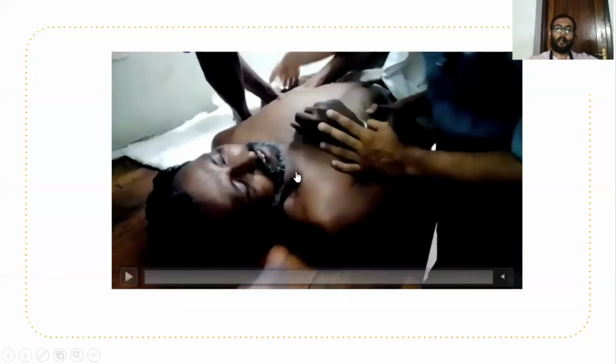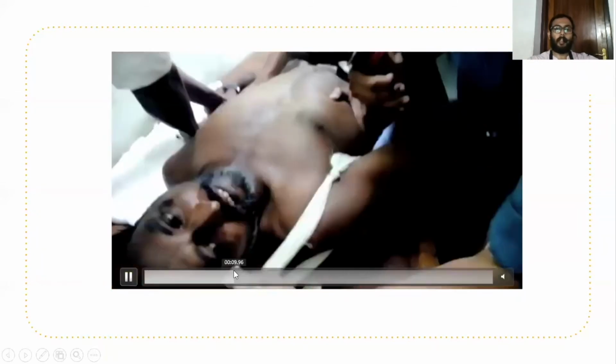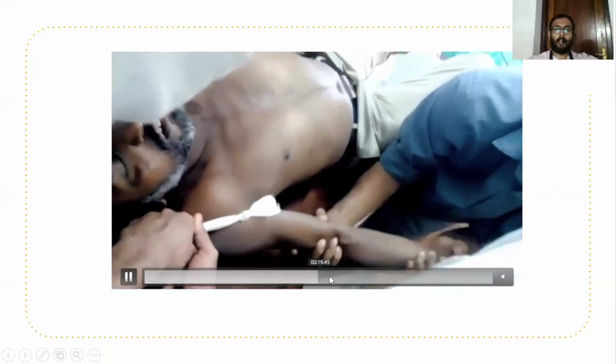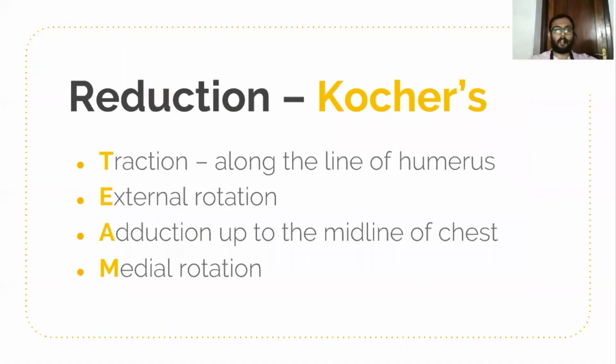This is a case of first dislocation, a fresh injury. If there is recurrent dislocation, it is reduced in the first phase or in the second phase itself. Here it is a first fresh case, so it is reduced in the third phase, that is in the traction, external rotation and adduction up to the midline of chest, keeping the external rotation, and then the final one is medial rotation. You shall learn it like this, TEAM, because the order of reduction is very much important.